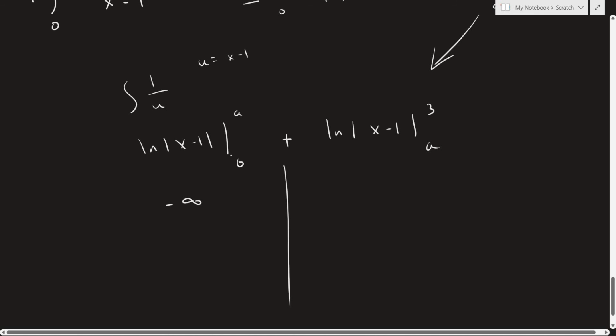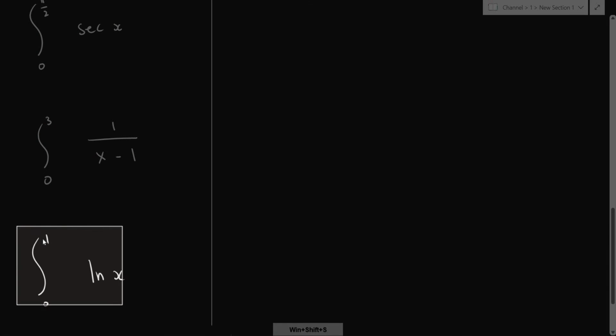As for this one, if you replace by 0, by the way, it's going to be 0. So ln x minus 1, we replace 3 first. So ln 3 minus 1 is 2. So ln 2, and then minus ln a minus 1, which is infinity, since a is from the right. And we have infinity and negative infinity. So either way, it's divergent. All right, last question.